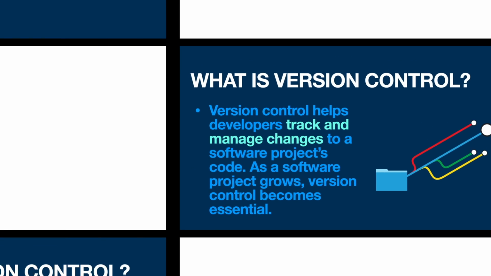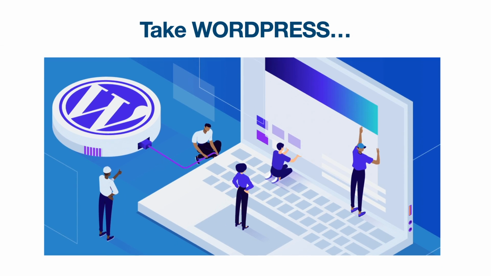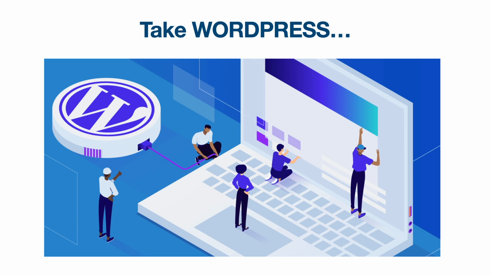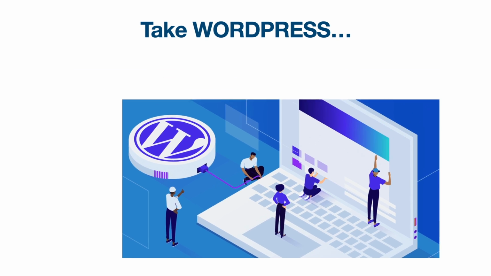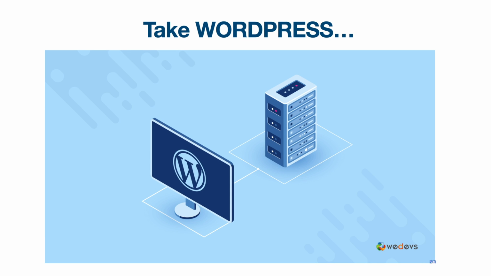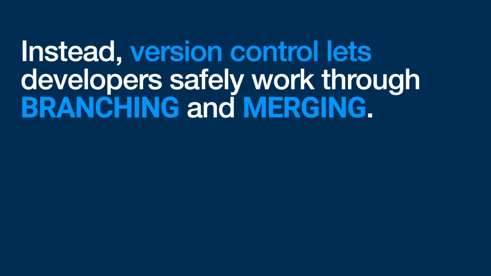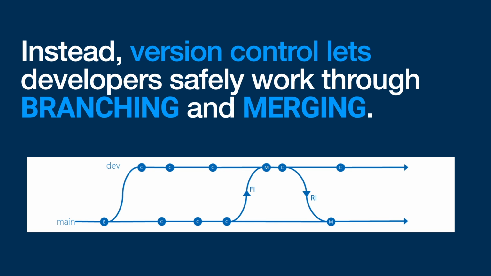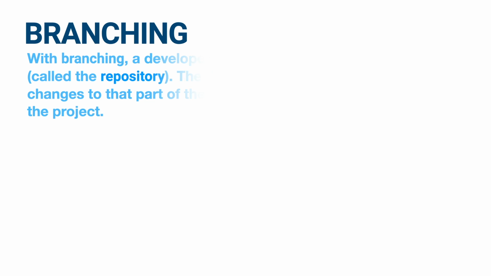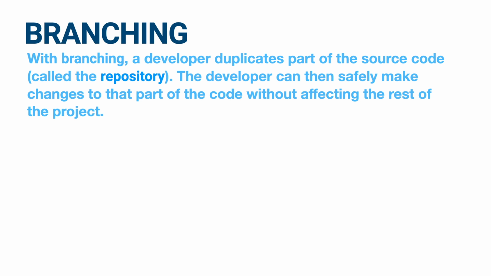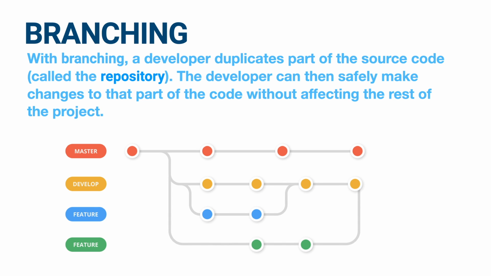Take WordPress. At this point, WordPress is a pretty big project. If a core developer wanted to work on one specific part of the WordPress codebase, it wouldn't be safe or efficient to have them directly edit the official source code. Instead, version control lets developers safely work through branching and merging. So let's see what's branching and merging. With branching, a developer duplicates part of the source code called the repository. The developer can then safely make changes to that part of the code without affecting the rest of the project.